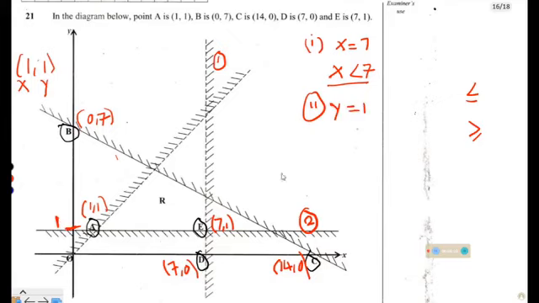So the shaded part is less, and the unshaded part is greater. We describe the unshaded part, the opposite. So you say y is greater than or equal to 1. This is our second inequality. So I hope that we are moving together. All right, so now we have answered for this line.